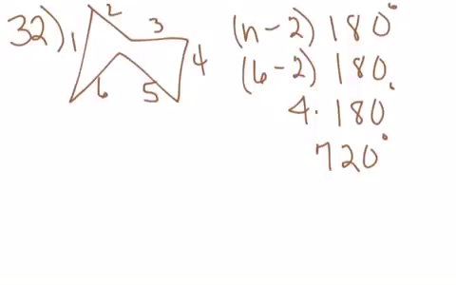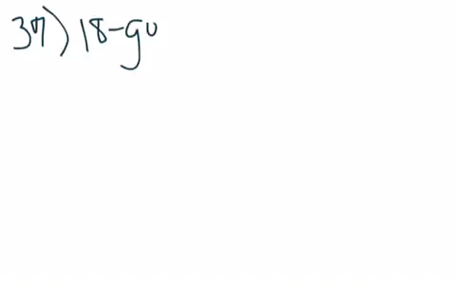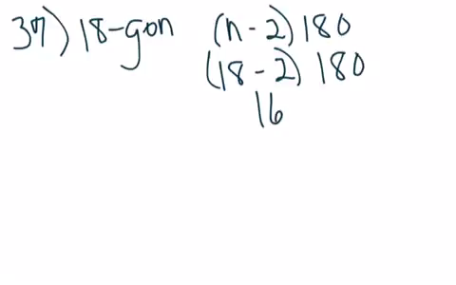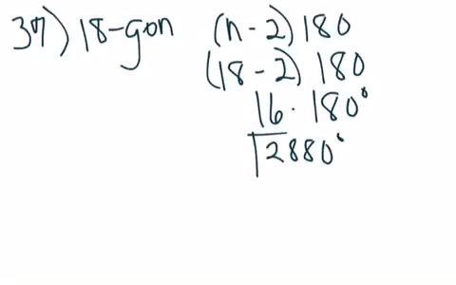On the same page, if you'll look at number 37, it says find the sum of the interior measures of an 18-gon. We're still using the same formula. We're doing n minus 2 times 180. So that's 18 minus 2 times 180. So 16 times 180 degrees, which is 2,880 degrees, because it's still asking for the sum.